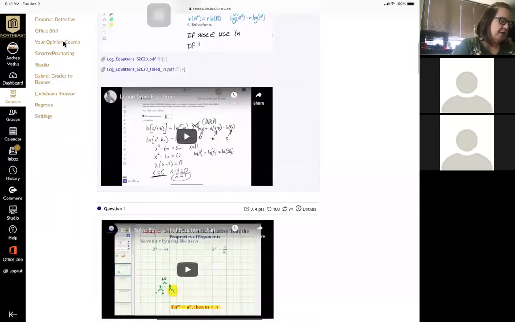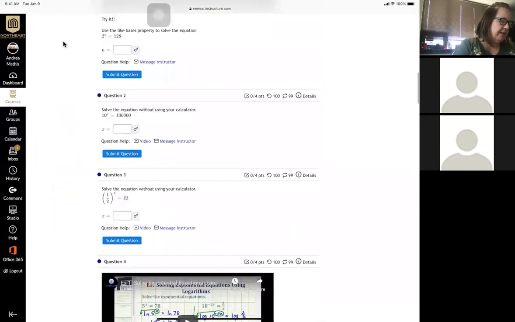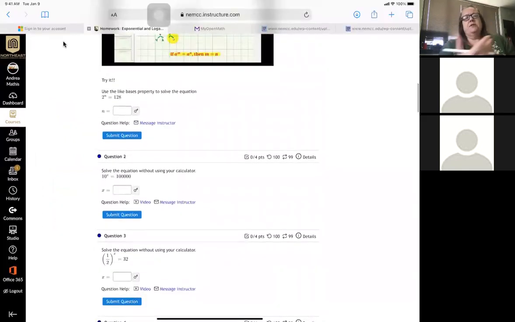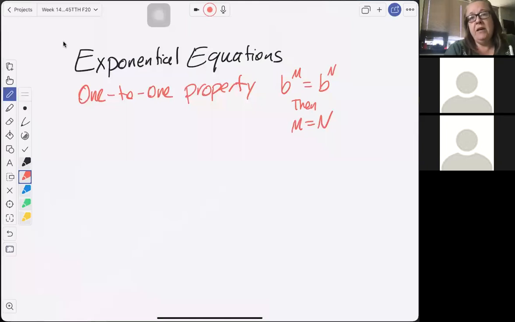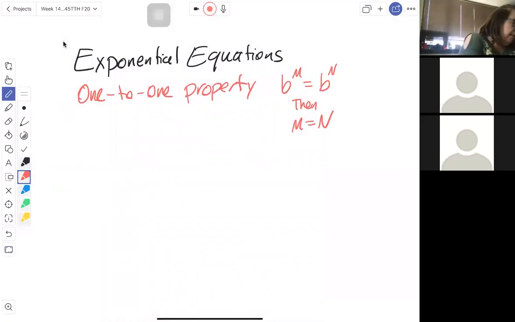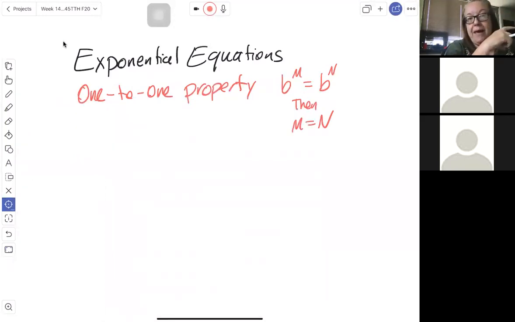The first 3 questions that you have on here are exponential equations that can be solved by using the one-to-one property for exponentials. That property says that if you've got an equation where the 2 sides have the same base, then the 2 exponents have got to be equal in order for that equation to be a true statement. So if we can get both sides of the equation in a form where the base is the same on both sides, then we can use this property to solve, okay?